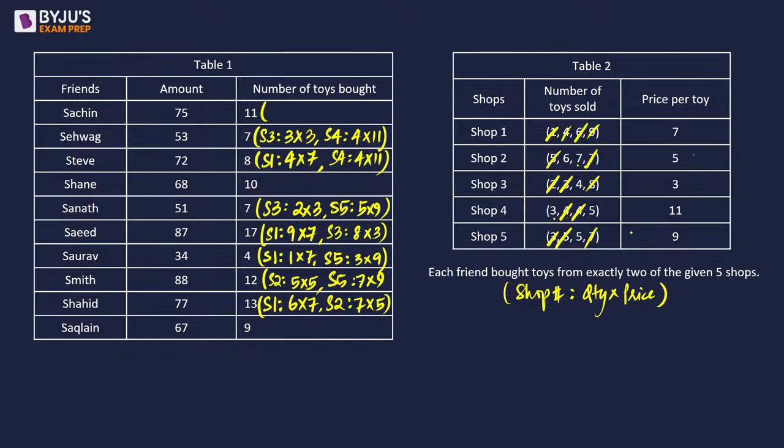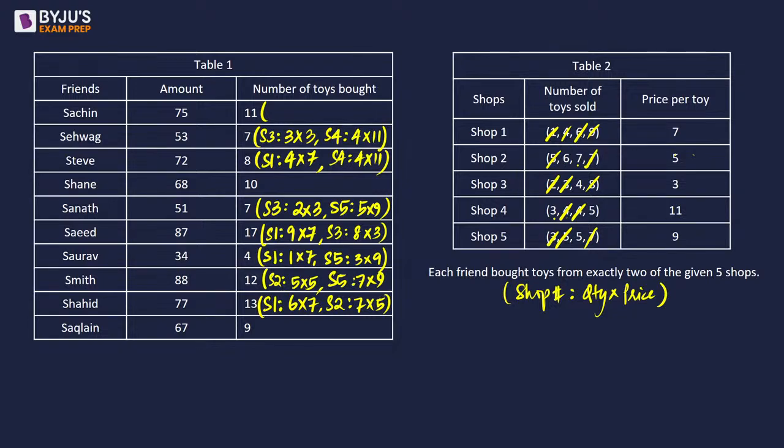Okay. Next is 6 and 5. So if I take 6 into 5, 30, and 5 into 11, 55. 30 plus 55 is 85. It's not 75.